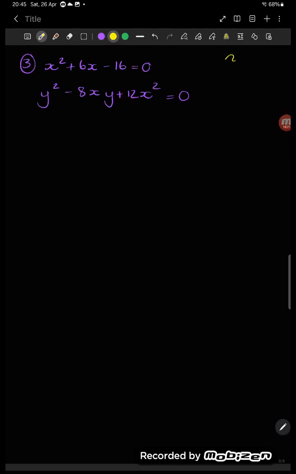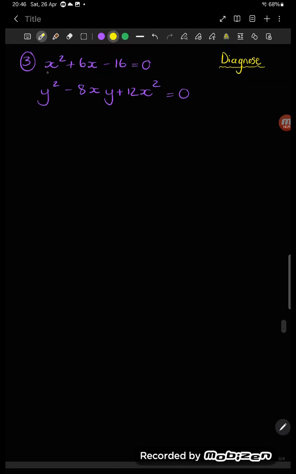Okay, so number 3, the first thing we're going to do to this is we're going to diagnose what is happening in these two equations. Do I have an x here? Yes, I do. But do I have a y? No, I don't. Do I have an x here? Yes, I do. Do I have a y here? Yes, I do. So I'm going to have to put something into x and into y.